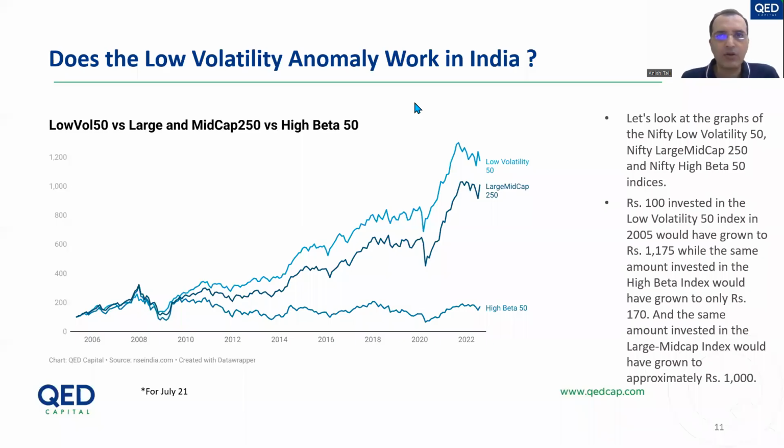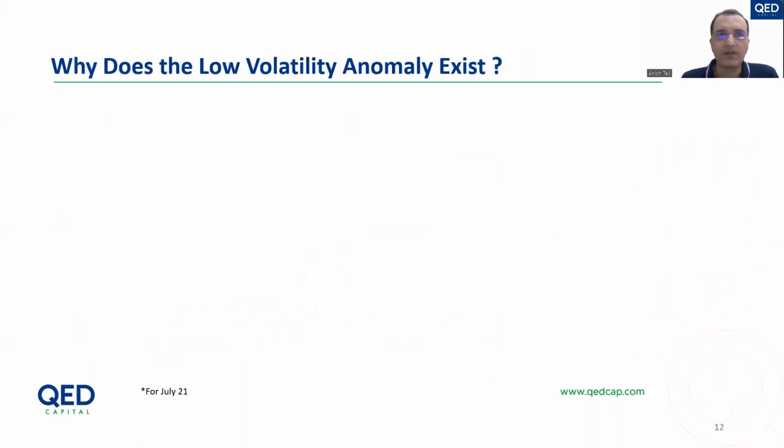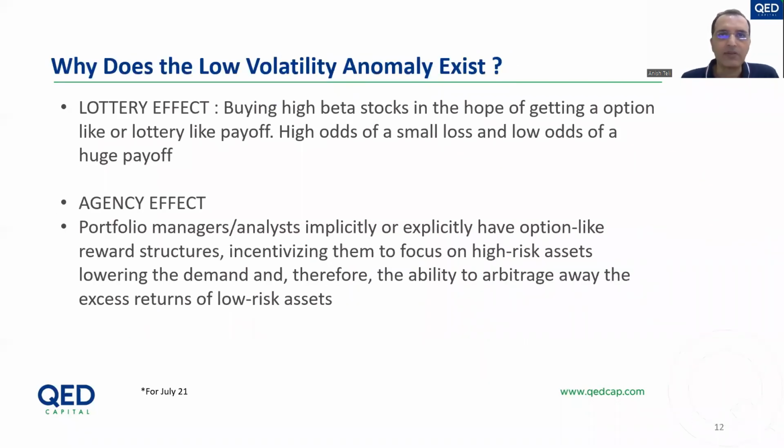So we saw that low volatility stocks outperform higher volatility stocks over the long run, and we discussed the various reasons why this anomaly exists, the lottery effect. Why high volatility stocks, high beta stocks behave like lotteries, where there are high odds of a small loss, but a very low probability of a huge payoff. But we sort of get fixated on the huge payoff and don't pay attention to the low odds.